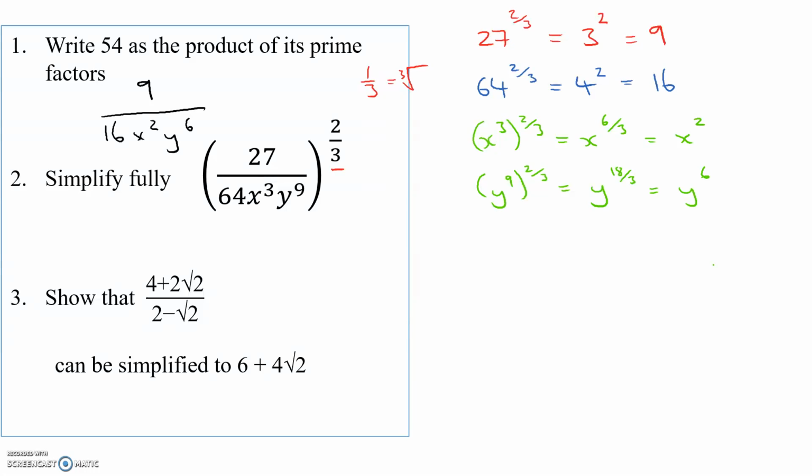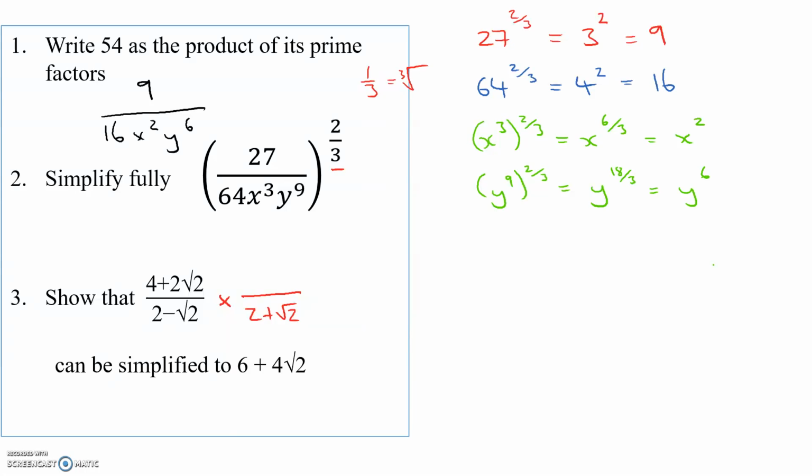Show that 4 plus 2 root 2 all over 2 minus root 2 can be simplified to 6 plus 4 root 2. Right, let's have a go. The first thing you do with these is rationalise the denominator, and you need to know the rules for that. If we just had root 2 on the bottom, we'd multiply the numerator and the denominator by root 2. When we've got 2 minus root 2 on the bottom, the rule's a bit more complicated. We're going to multiply by 2 plus root 2, and we'll always do that. We reverse that sign in the middle, leave the rest the same, and you'll see why in a minute.